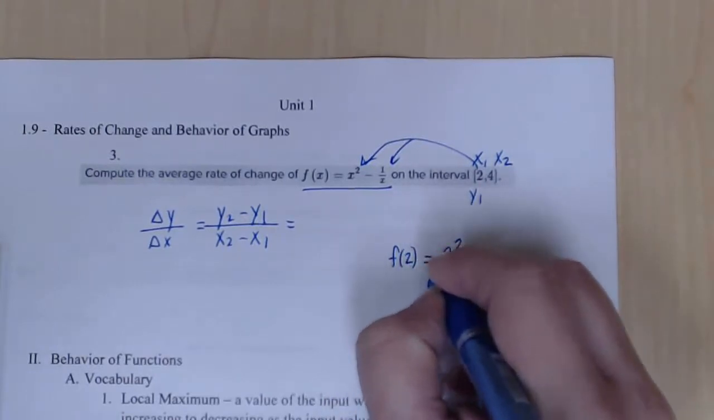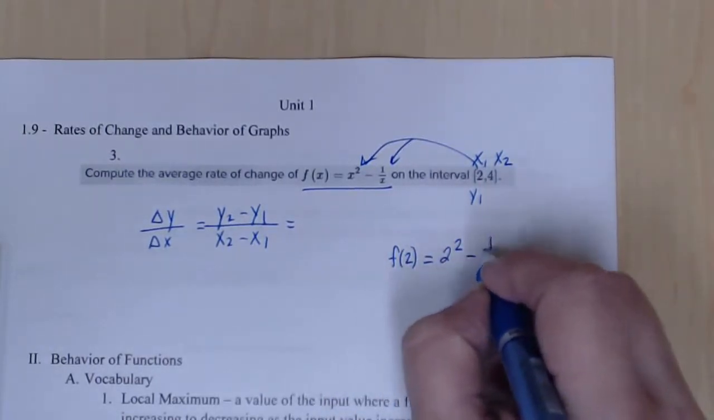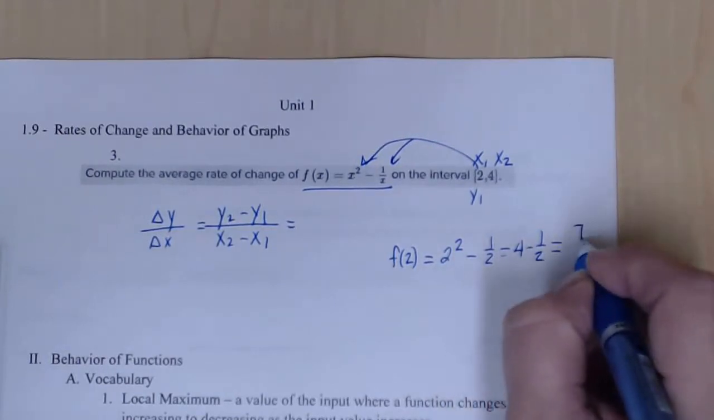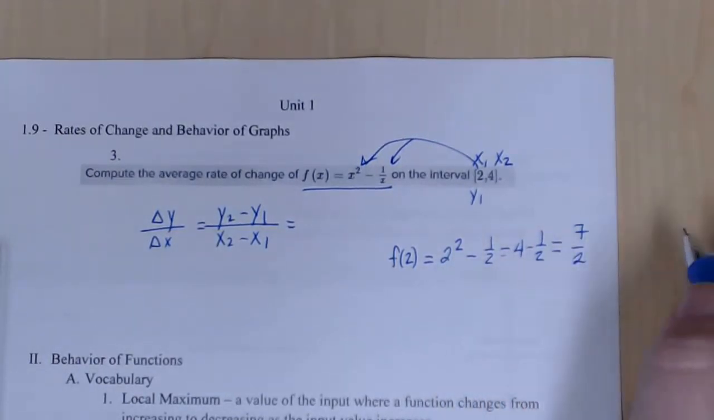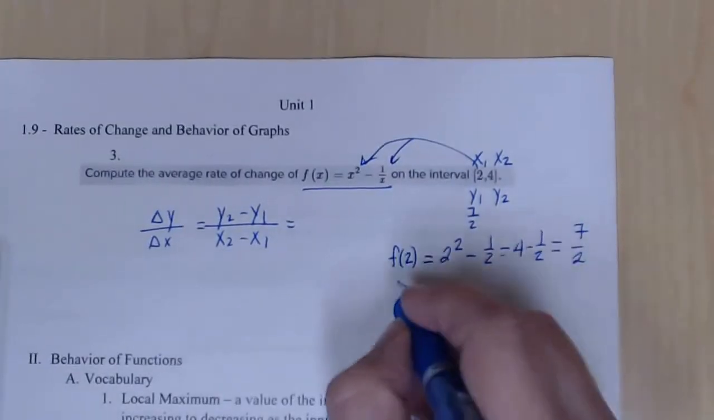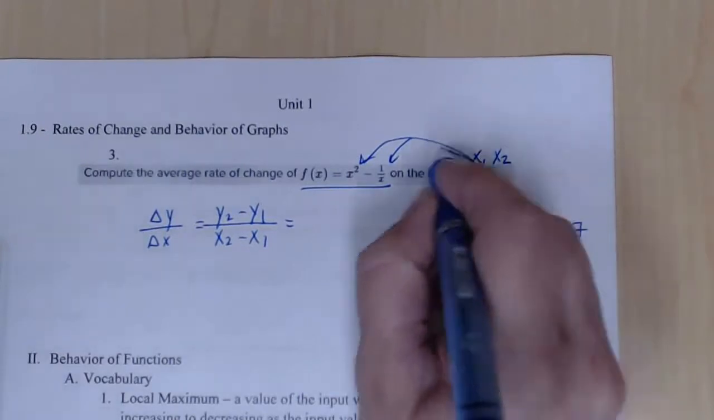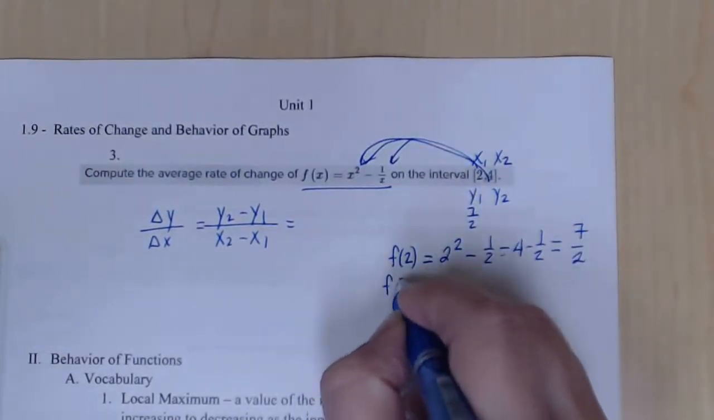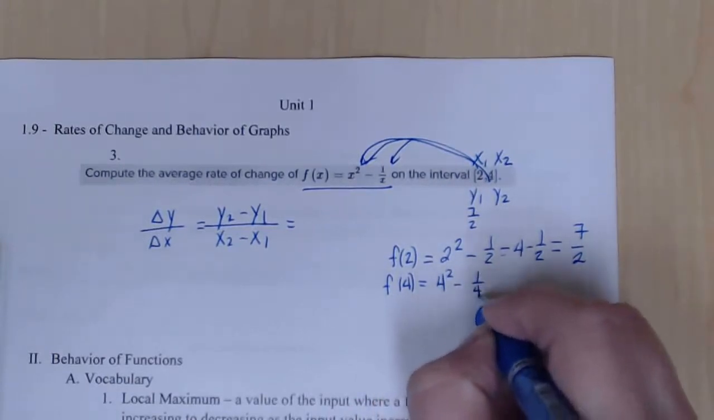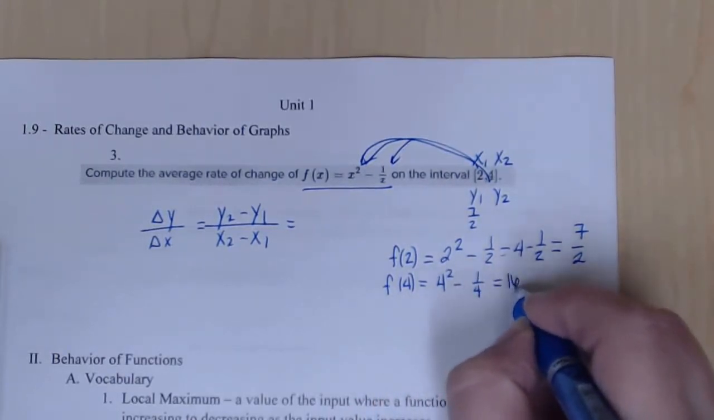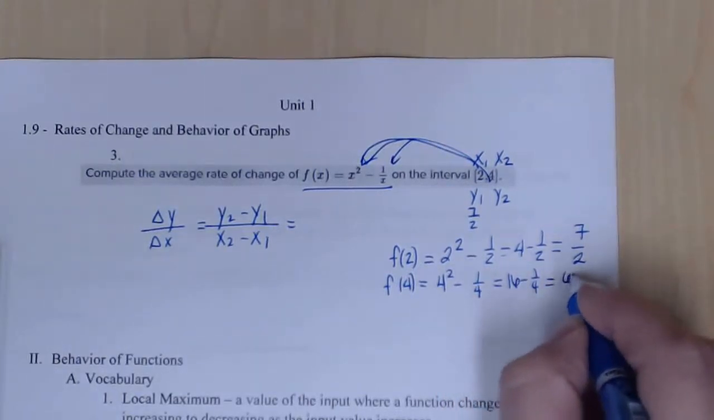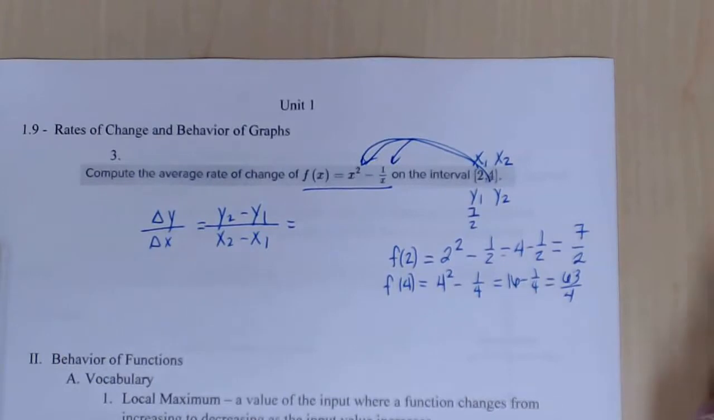Essentially, I'm finding f of 2. So 2 squared minus 1 over 2 gives me 4 minus a half, which is 7 over 2, or 7 halves. So that would be my y1. Then I want to find my y2. So I'm going to take 4 and again plug it into that equation. So essentially I'm finding f of 4, which would be 4 squared minus 1 over 4. So it gives me 16 minus a fourth. Using my calculator, changing it into a fraction, gives me 63 over 4.